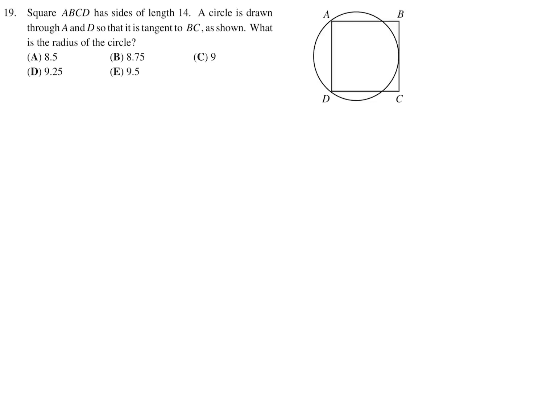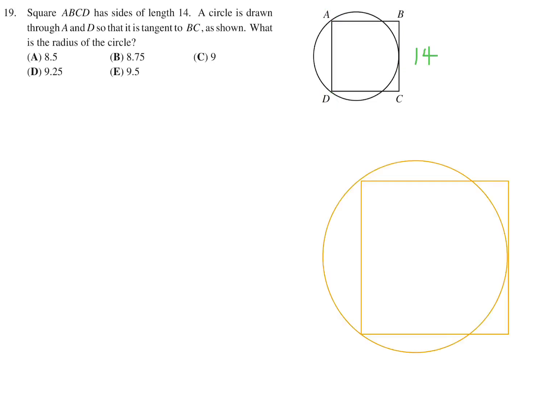The square ABCD has a length of 14 on the sides. A circle is drawn through AD, right here, so that it is tangent to this BC line, tangent right here, as shown. What is the radius of this circle? Okay, let's draw this out a little bit bigger.